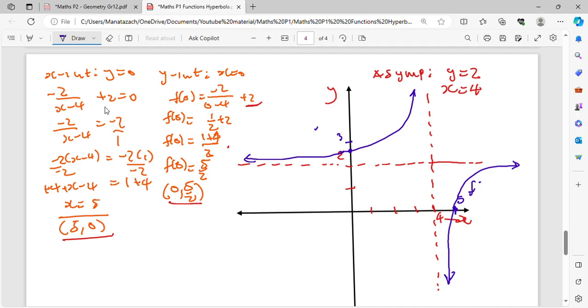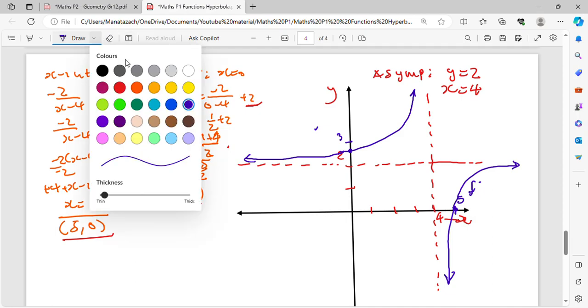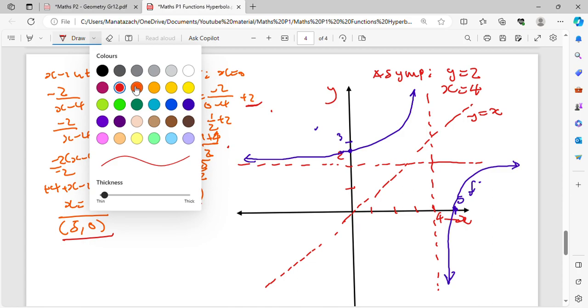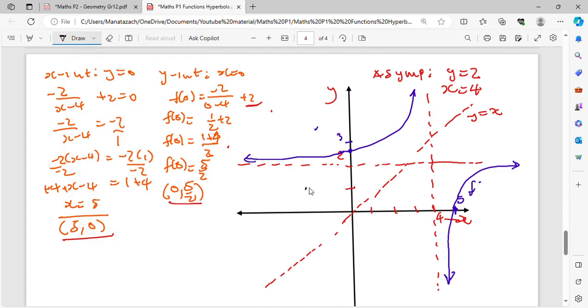Now the question is asking us to also draw the inverse. For us to draw the inverse, we must first draw the line y is equal to x, right? So that is going to be y is equal to x. And then let's choose a color which is different. Let's choose a black color.